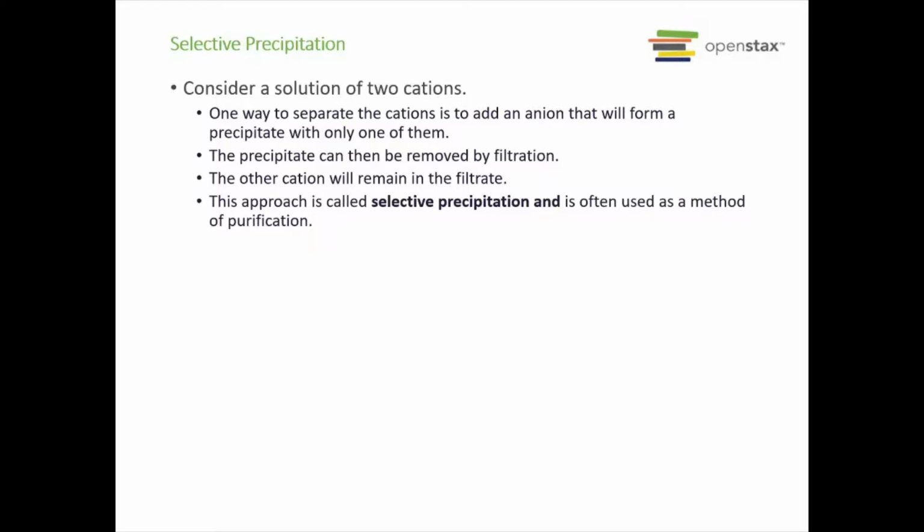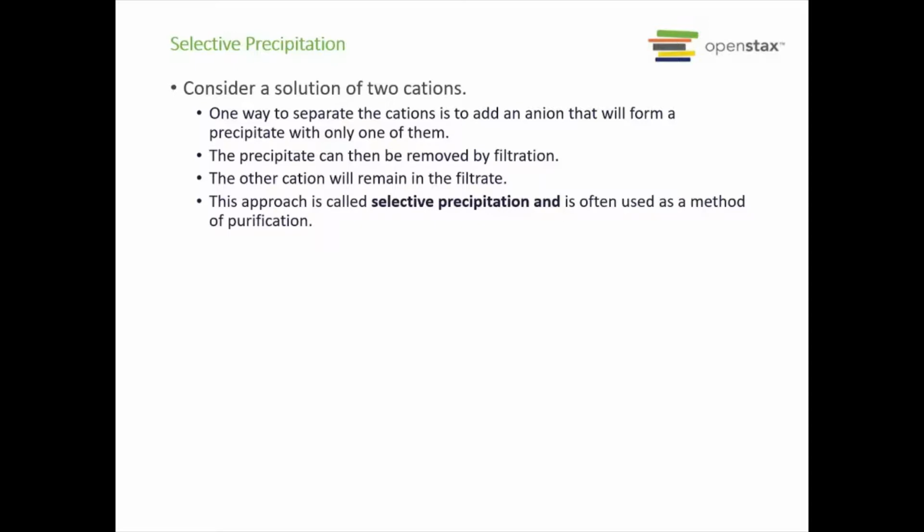So if we have a solution that has two cations in it, one way we can separate them is to add an anion that will form a precipitate with only one of them. So this is where solubility rules are also going to come into play. And then that precipitate we can remove by filtering it out. Because now it's out of solution, it's a solid, we can filter it and separate it.